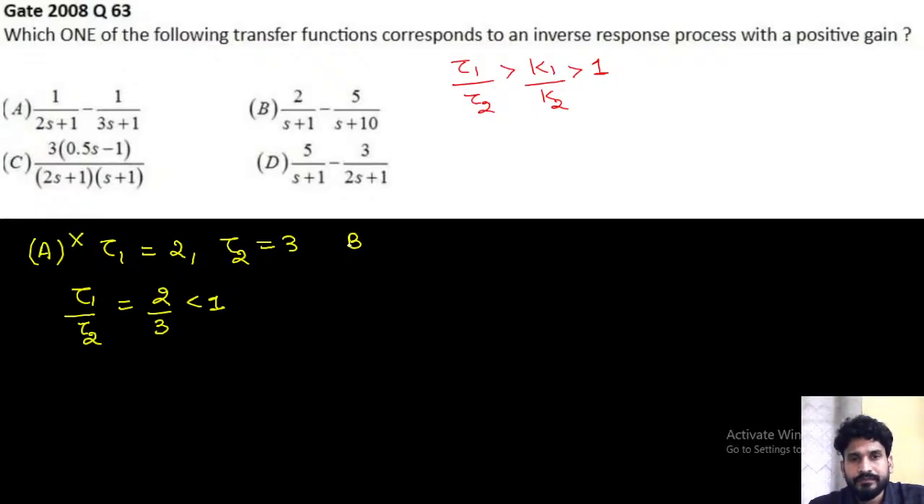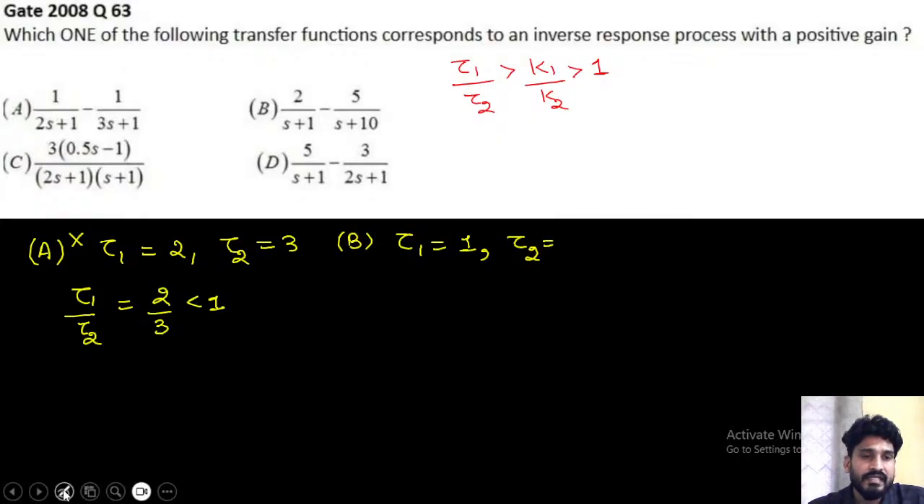What about the B? B, tau 1 is equal to 1. Tau 2 is equal to 1? Yes or no? No. You have to be very clear about it, guys. Do not make the silly mistake here.